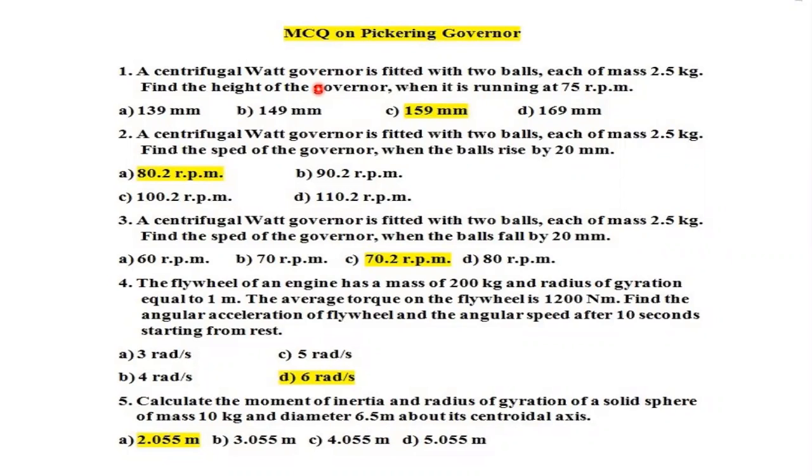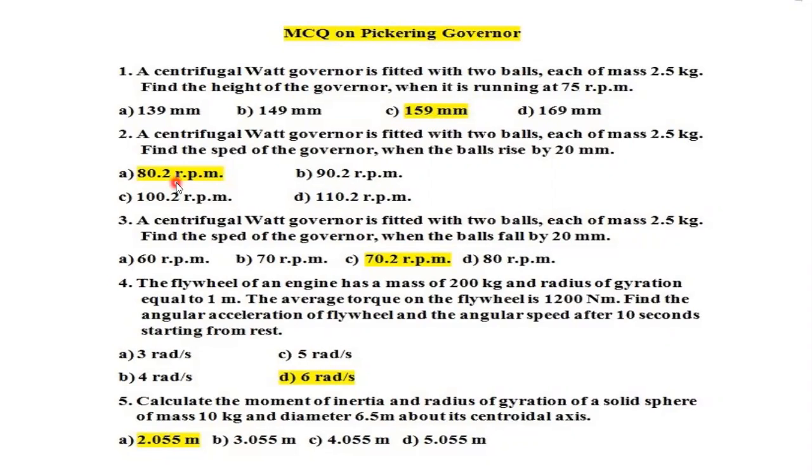So they have given the speed. Once they have given speed, omega is equal to 2 pi n by 60. So 2 into pi into n, which is 75, divided by 60, you will be getting 7.85 radians per second. We know the height of the governor is equal to g divided by omega square. G is acceleration due to gravity and omega we just found. So finally you will be getting 0.159 meter. If you convert into millimeter, 159 mm.